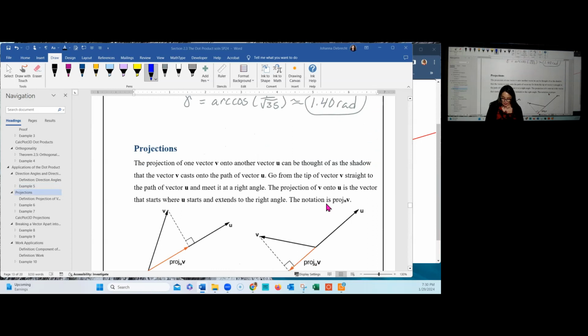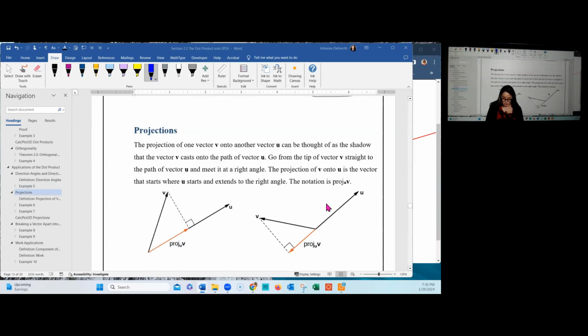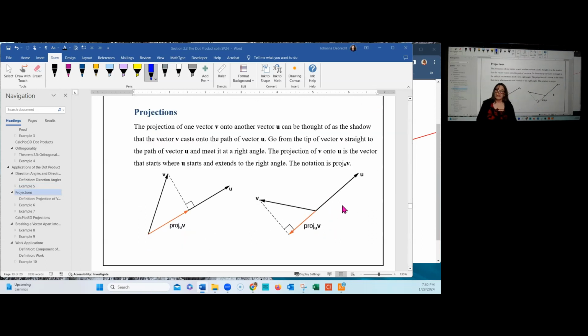There's another application for the dot product, which is called projections. This is one that we will use from time to time. So I want to make sure that you get that. The direction cosines, direction angles, we don't use as often, but these we do use, particularly if you're going to take physics, you are going to need projections quite a bit.